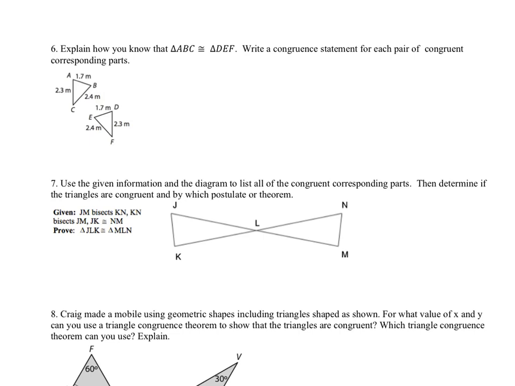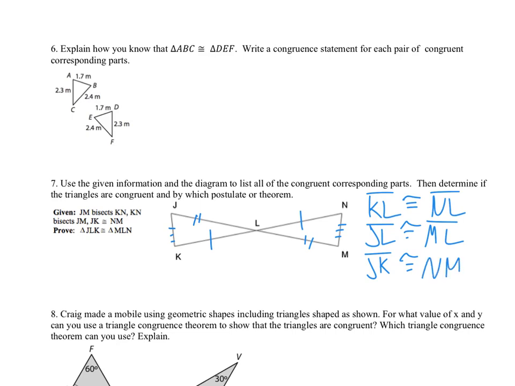All right, so looking at this, they tell us that JM bisects KN, which means that KL is congruent to NL, and KN bisects JM, so that means JL is congruent to ML. Then they tell us that JK is congruent to NM. So based on that, we have again that KL is congruent to NL, JL is congruent to ML, and then our given again, JK is congruent to NM. So this is congruent by side-side-side.